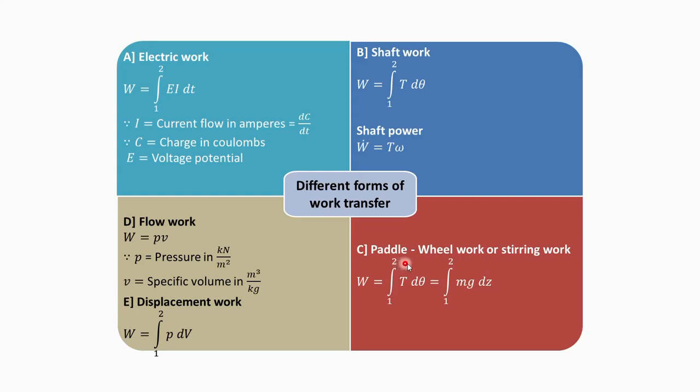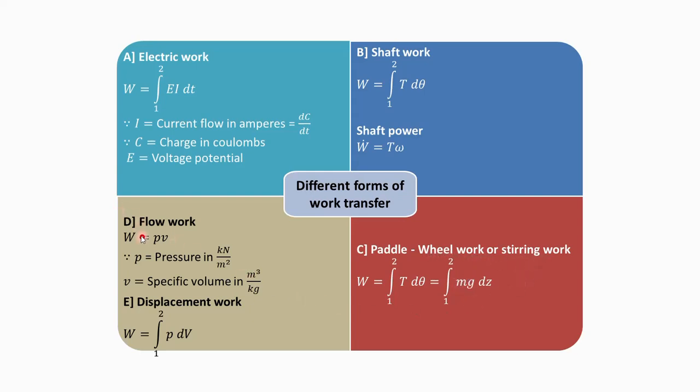Paddle wheel work will be given by mg into dz, the amount by which the component is moving in the upward direction against the gravity. That is the paddle wheel work or stirring work.